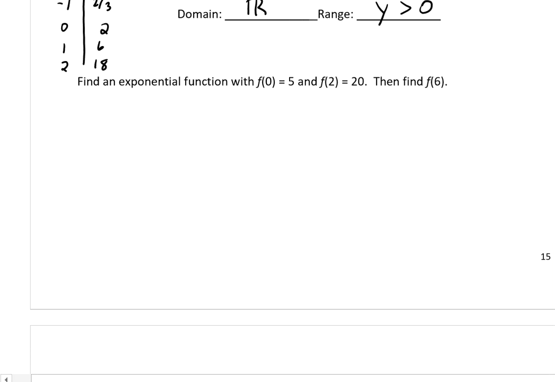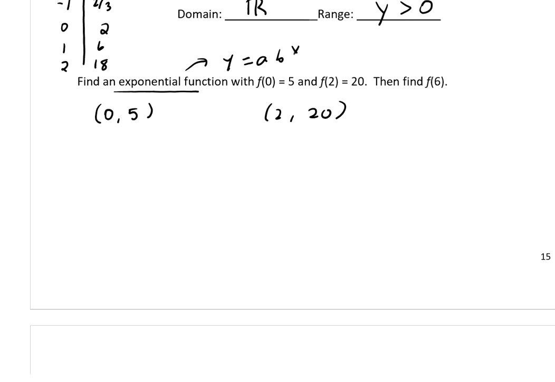Find an exponential function with f of 0 is equal to 5 and f of 2 is equal to 20. Then find f of 6. So what I have here is 2 coordinate points, (0, 5) and (2, 20). What I'll do is I'll use my exponential function format, that's y equals ab to the x. We're going to assume here that it doesn't have a horizontal translation or a vertical translation, but know that we could write different ones if I included those in as well. So y equals ab to the x.